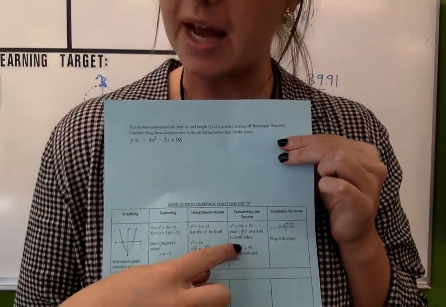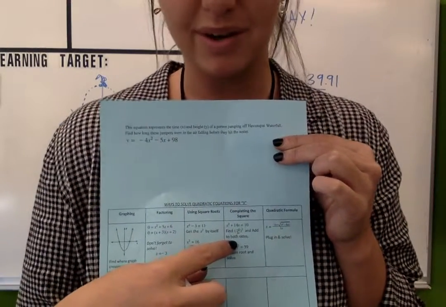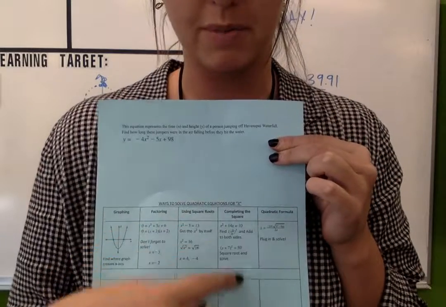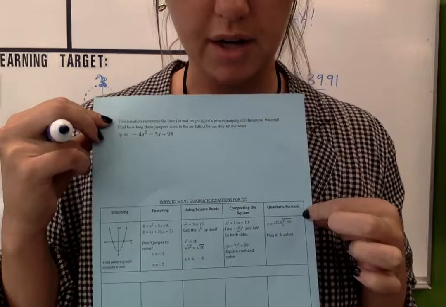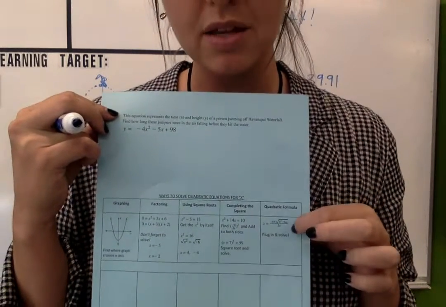Completing the square, I will ask you to do, but usually you aren't going to do it on your own. It's not a super useful method. Make sure you know how to do it, just in case. And finally, the quadratic formula. Obviously, I just showed you. This works all the time. So really, really make sure you have this one mastered.